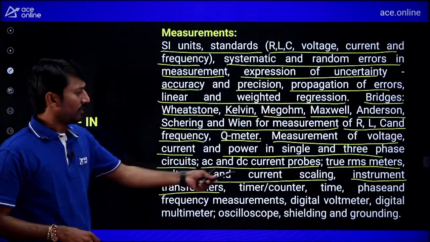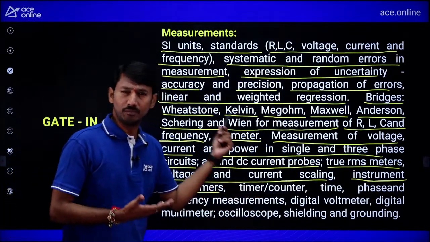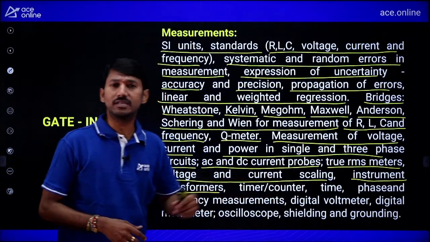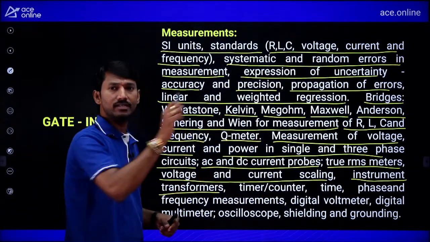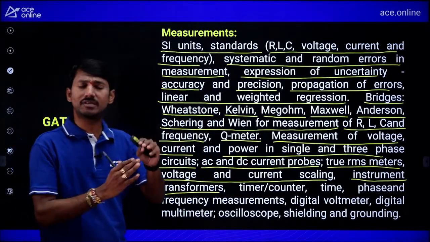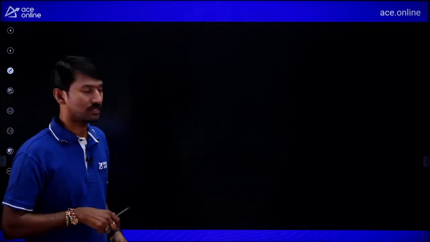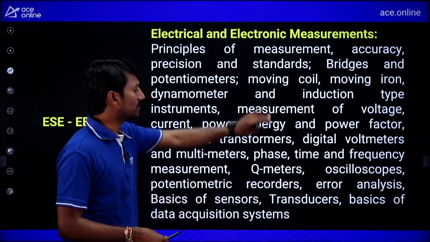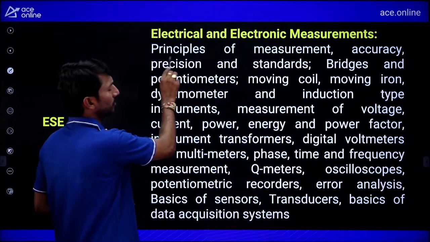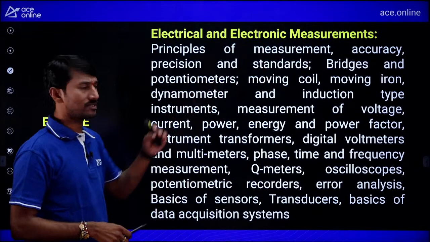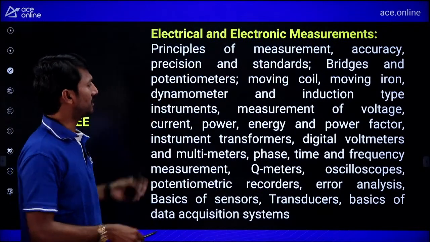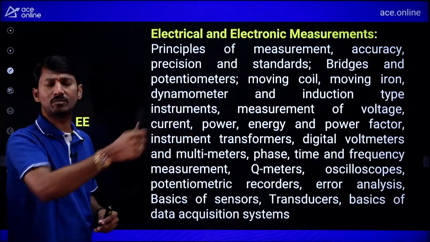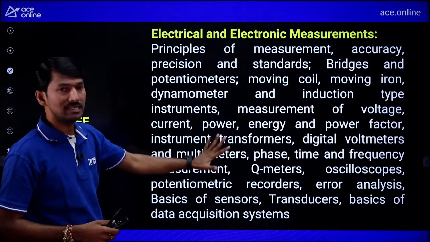And after that, phase frequency measurement, same thing. Digital voltmeters, digital multimeter, oscilloscope, shielding and grounding. This is the general syllabus, but almost all topics are similar. Okay, next. If you are coming to ESE Electrical, the same type will be there. Principles of measurement, accuracy, precision, standards, bridges. But in this, moving coil, moving iron, like that, different names are given. But overall, the syllabus is same.